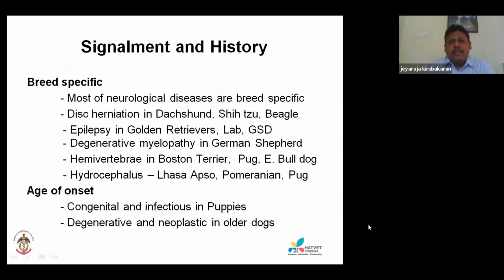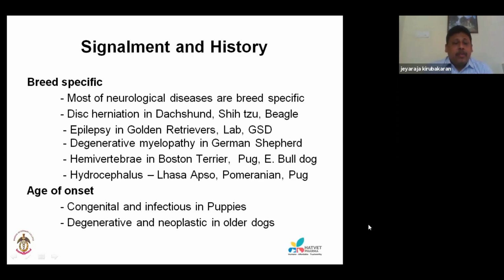So in neurology, of course, you all know signalment and history are very important because most of the neurological diseases are breed associated. For example, disc herniations are more common in Dachshunds, Shih Tzu, and Beagle, and epilepsy in Golden Retrievers, Labrador, and German Shepherds. Of course, degenerative myelopathy, you are well aware, is in German Shepherds. Hemi-vertebrae is more common in Boston Terriers, Pug, and English Bulldogs. Hydrocephalus is more common in Lhasa Apso, Pomeranian, and Pugs. So breed is more important.